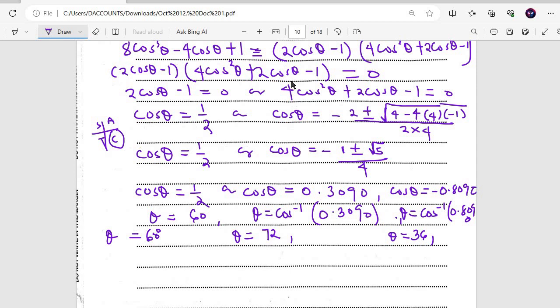Where is cos negative? Cos is negative in the second quadrant and in the third quadrant. And the formula in the second quadrant is 180 minus theta. 180 minus 36, we have 144. And it's also negative here. But if you use this third quadrant, the value obtained will be more than the range. So therefore, the values of theta requested in this question should be 36 the principal, 60 the principal, 72 and 144. That's it.